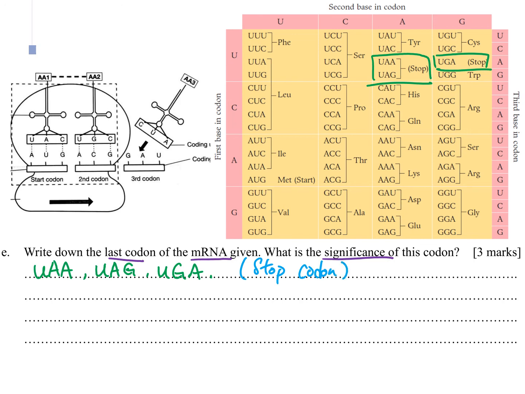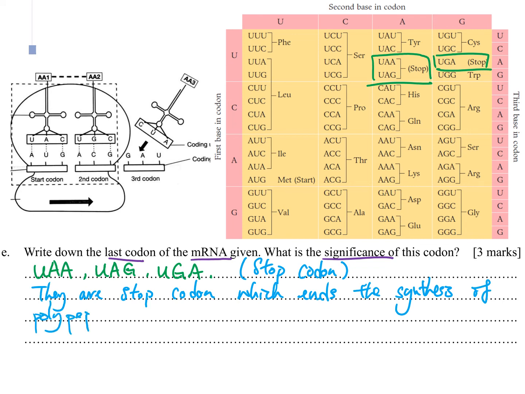So, the significance is they are stop codons, which end the synthesis of polypeptide. That means it ends the joining of the amino acid. You get 1 mark in here.